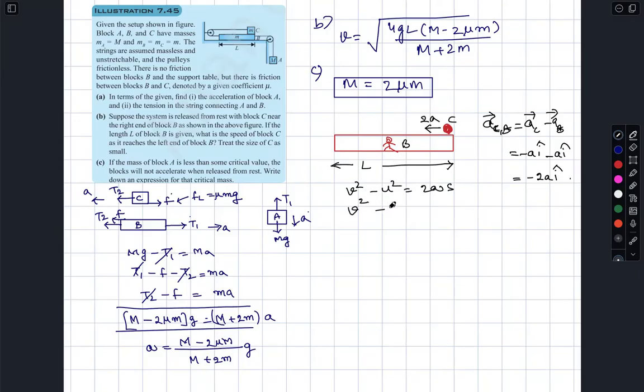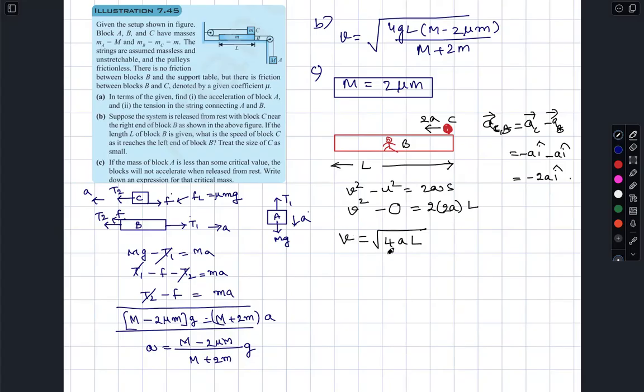Final velocity V, it is starting from rest. V square is 2 times 2A, you said 2A, into S. S is nothing but L. Why? Because you can see L. So got it. V is root 4AL. I know what is A, I'll substitute there. Done. Next.